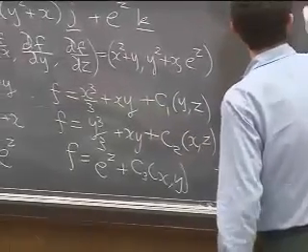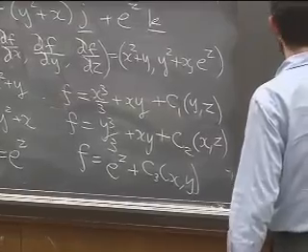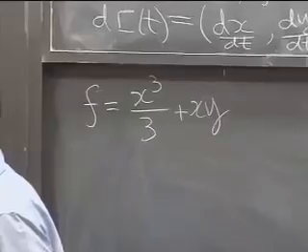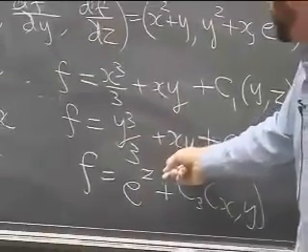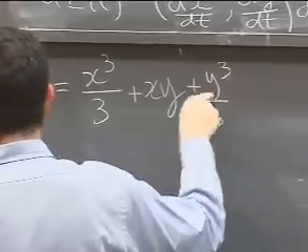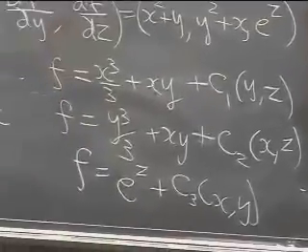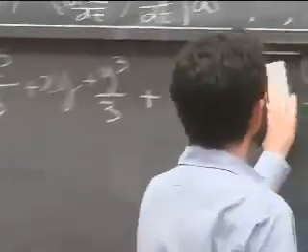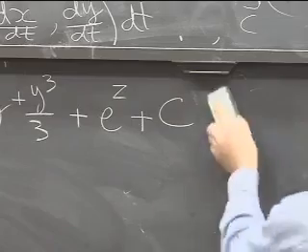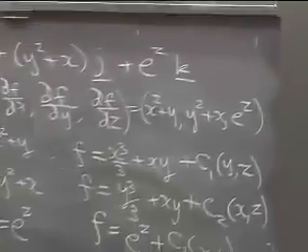I claim that if we just bung all the pieces together, we'll get what we want. We have an x cubed over 3 and an xy from the first one. In the second one, we have already got the xy, but we need a y cubed over 3, which doesn't depend on the x. And then for the z part, we have an e to the z. And then all that's left is just some constant. But now that's a real, actual constant. If you look at this, you will see it's compatible with all three of these.